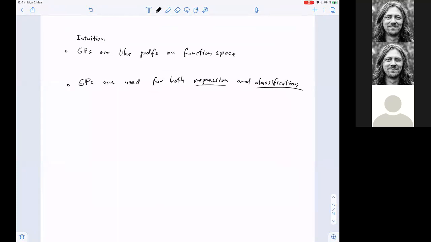Okay. But our basic tool for this, our basic building block, let's say, is the multivariate Gaussian. So we will repeat a couple of key things to remember about this.